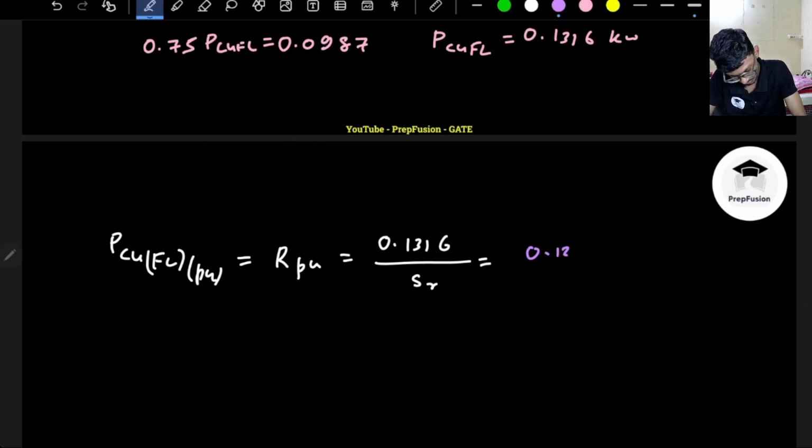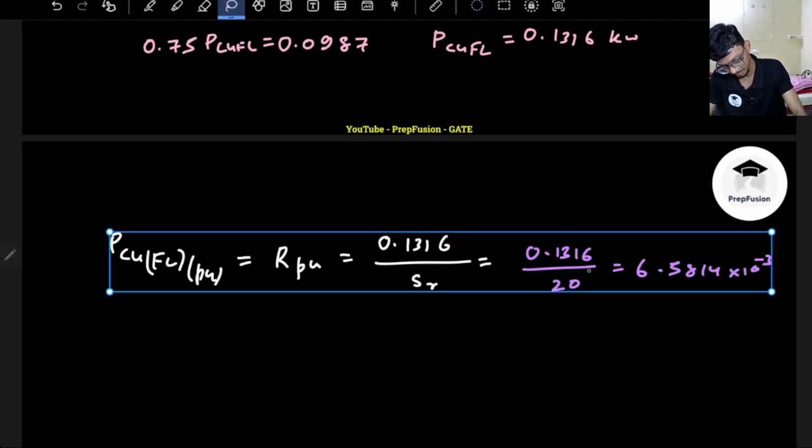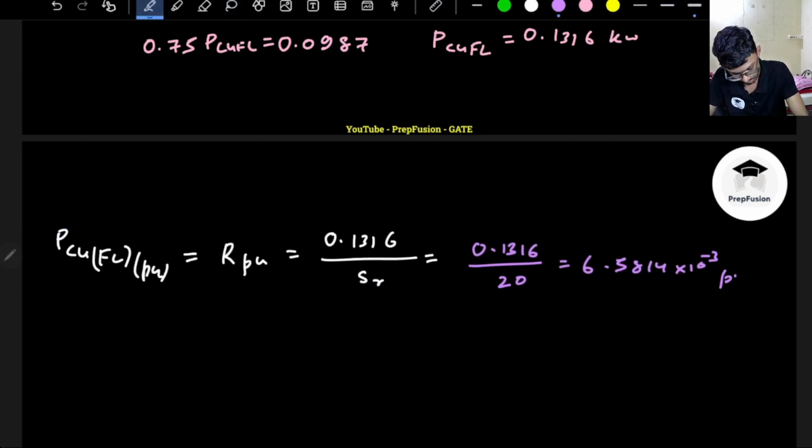So 0.1316 divided by 20 kVA, and this into 10 cube. So it's like 6.58144 into 10 raised to power minus 3 per unit, or in percentage if I want to write, this will be 0.658 percentage. Whichever one is suitable to you, you can write it. So this will be the answer for this particular question.